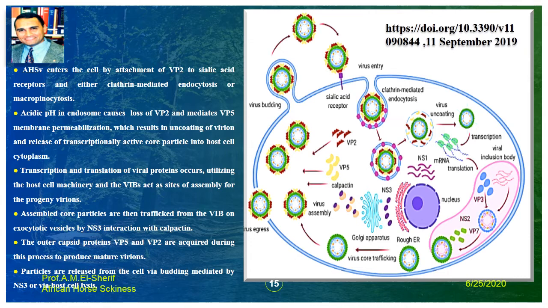Assembled core particles are then trafficked from the VIBs on the exocytic vesicles by non-structural protein 3 interaction with clathrin. The outer capsid proteins VP5 and VP2 are acquired during this process to produce mature virions.